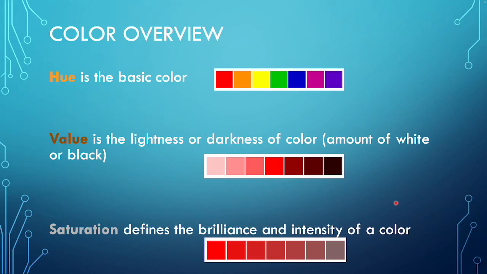From a hue, we can assign value to it, how light or dark the color is, basically how much white or black is in that color. So we can have a pink over here on the one side and a very, very dark red, almost to a black, over here on this side. And then saturation defines how bright the color is, whether it's muted or more of the pure color. Okay. So hue, value, saturation.